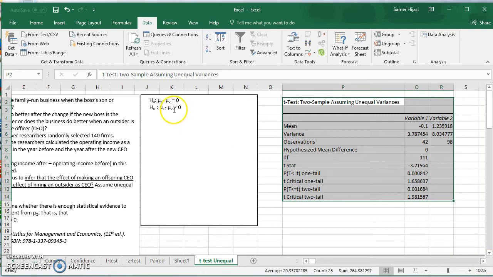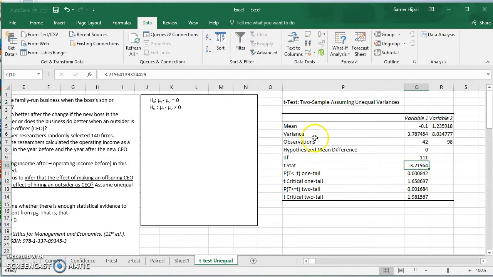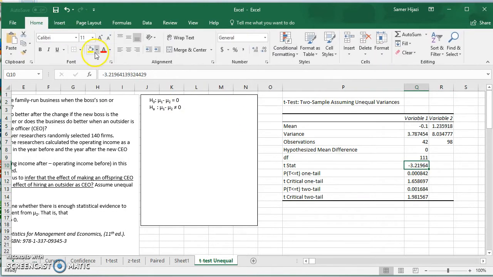Now, since the alternative is not equal, that means we have a two-tailed test. So when we look at the values, we're going to look at t and at t critical two-tail. So we're going to take the negative and positive of that. And if we compare P to alpha, we're going to compare P two-tail, not P one-tail.